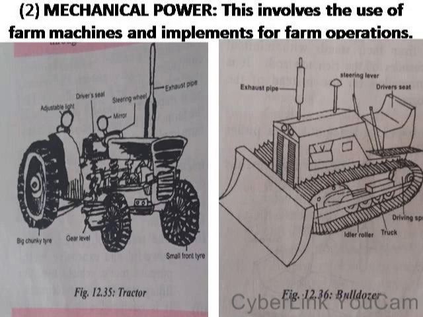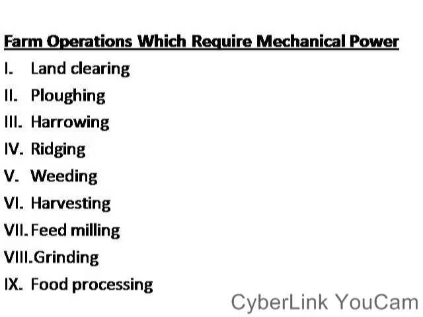Now let us look at the farm operations which require mechanical power. One is land clearing, plowing, harrowing, ridging, weeding, harvesting, feed milling, grinding, and food processing. There are various machines that perform this work. Land clearing is the work of the bulldozer. Plowing, that is the plow. Harrowing, you attach a harrow to the tractor. Then ridging, you attach a ridger to the tractor.